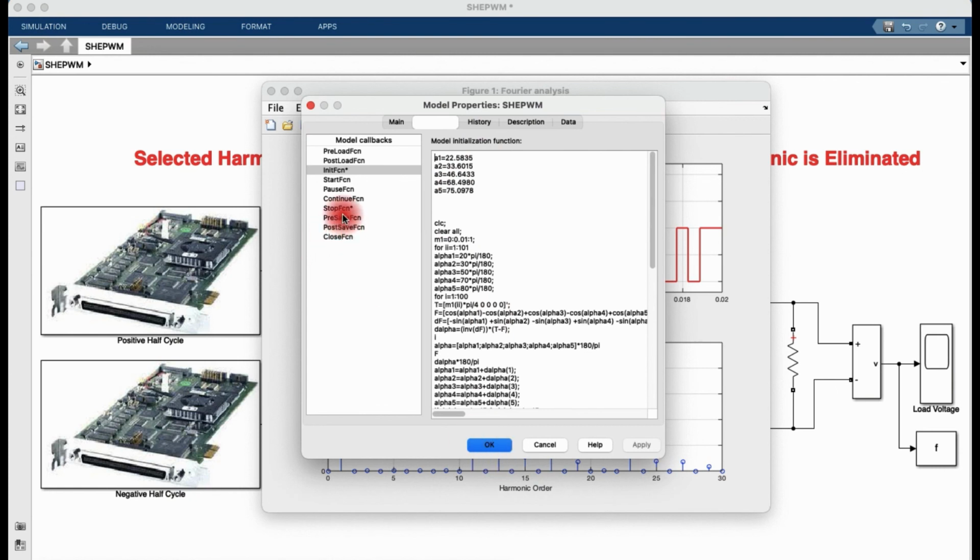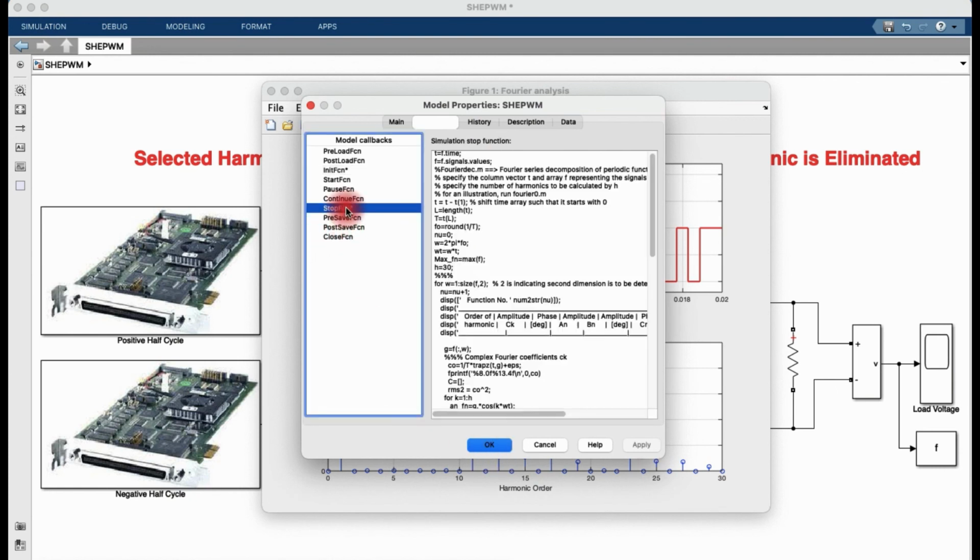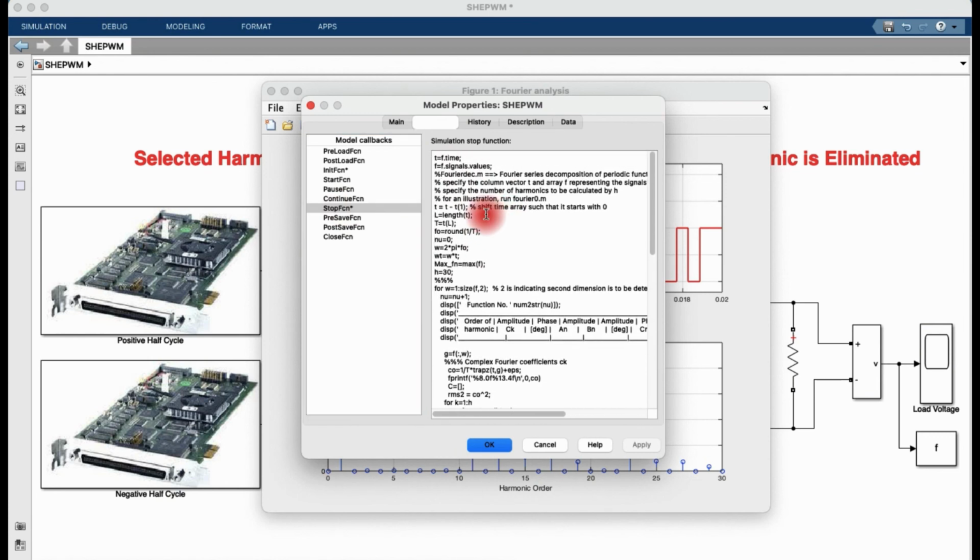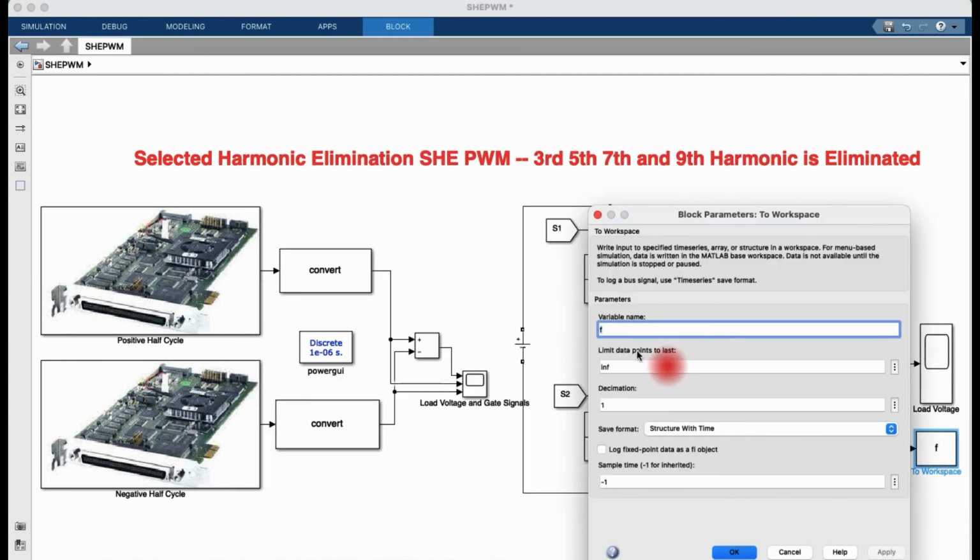Similarly, if you look at the stop function, if I click over here, you can see I have written certain code, and that code is basically reading the signal from here. We have stored the signal in the form of a structure with time, which has the information of the time and the information of the signal.